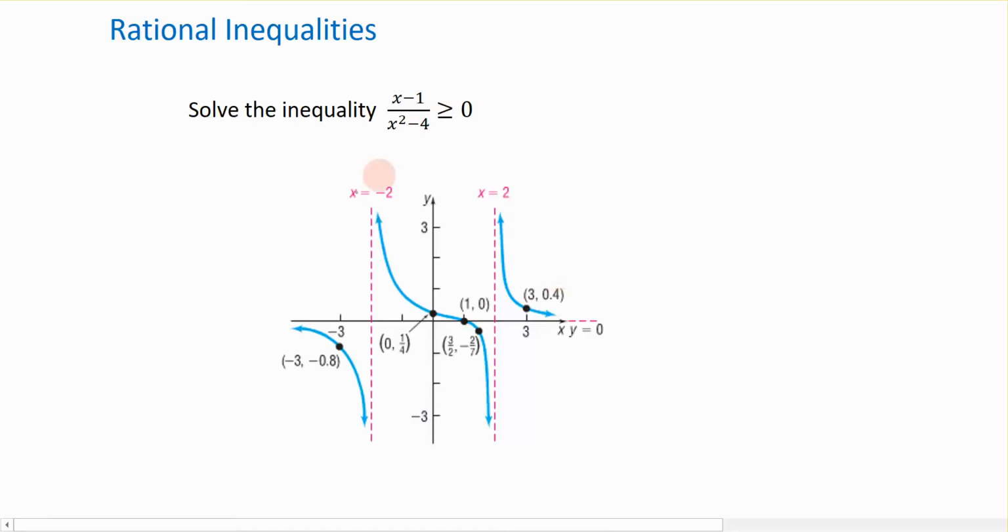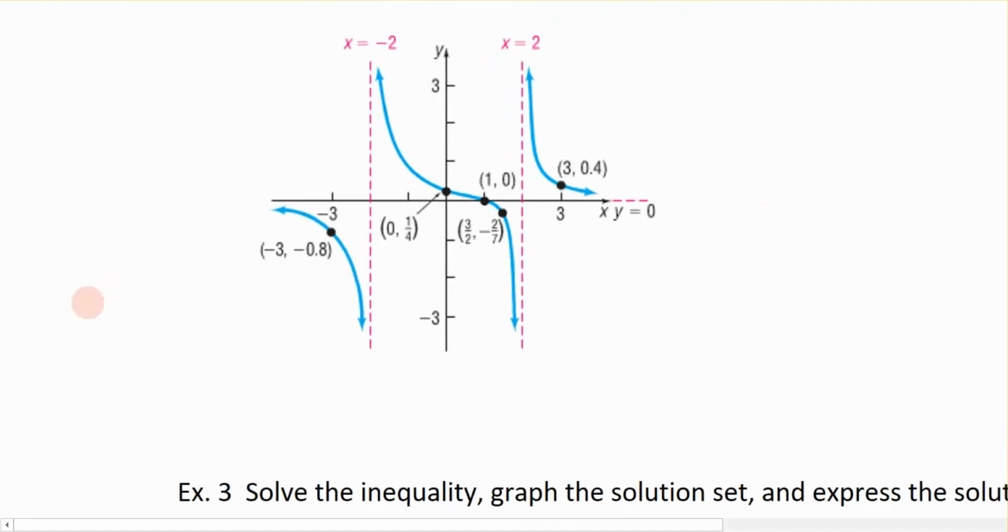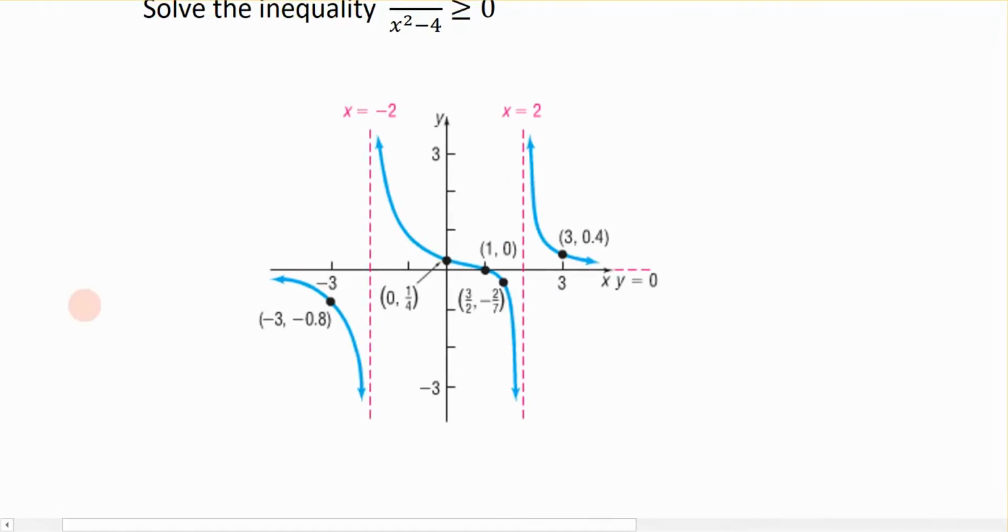Here is the graph representing this rational function. And just like when I talked about polynomial functions, I'm interested in where the rational function's graph is above the x-axis, right? Because that means we are greater than 0. So this section over here, none of that is above the x-axis. In here, I am above the x-axis.